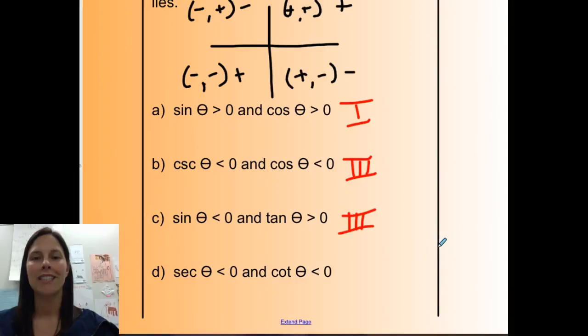And our last one, secant is less than 0 or negative. Secant is the reciprocal of cosine. That occurs in the second or third quadrant. And cotangent is negative. Cotangent's the reciprocal of tangent. So cosine and tangent are both negative in the second quadrant.